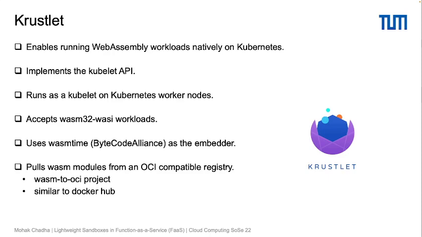All right, so there is this really interesting project called Krustlet, originally started, I think, by Microsoft. It allows you to run WebAssembly workloads natively on Kubernetes. What they do is implement the kubelet API, and then Krustlet essentially runs as a kubelet on your node. It accepts WASM32 WASI workloads. What it means is that when you compile any application to WebAssembly, you can specify what target you want to compile it to.